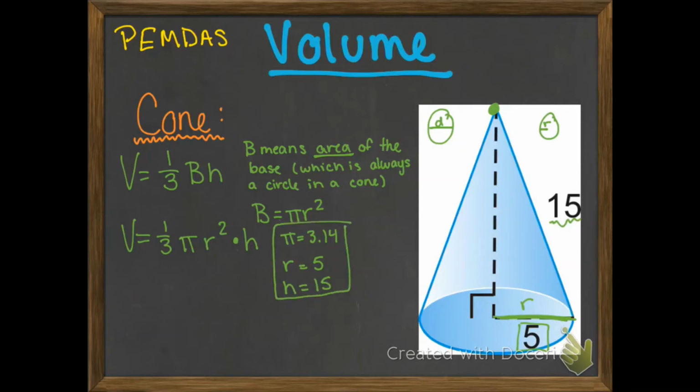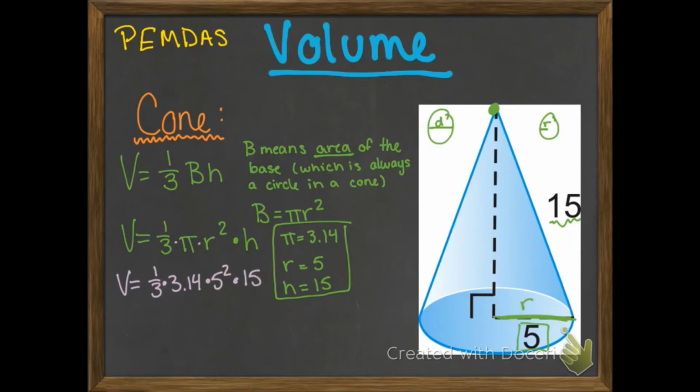So we're going to take these numbers and substitute them into the formula and rewrite it completely. Volume equals 1/3 times, sorry, everything is multiplying here. This is all multiplication. 3.14 times radius, which is 5 squared. Do not forget your square, times the height, which is 15.